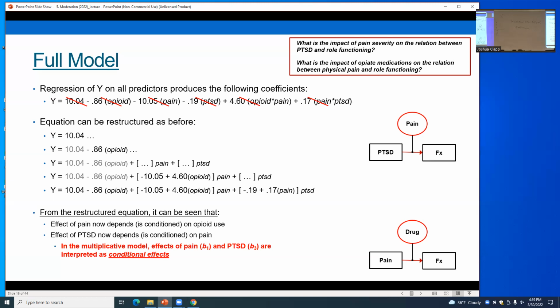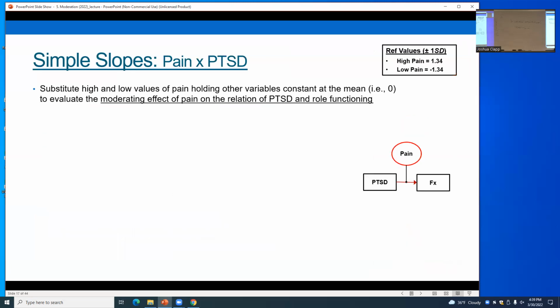Particularly if we have evidence for these interactions, we're going to talk about pain and PTSD here, these coefficients, as conditional effects. These coefficients represent the association of PTSD and pain when everything else in the model is held equal to 0. If we start changing those around, then that starts to change. So this is where we get into our simple slopes.